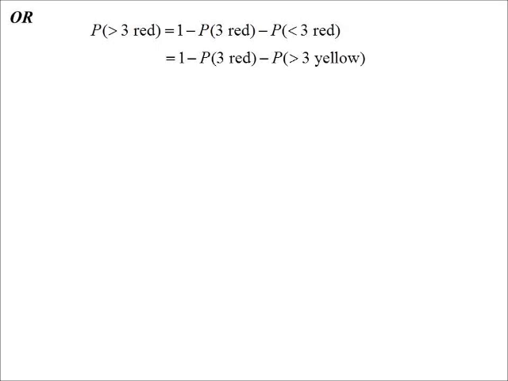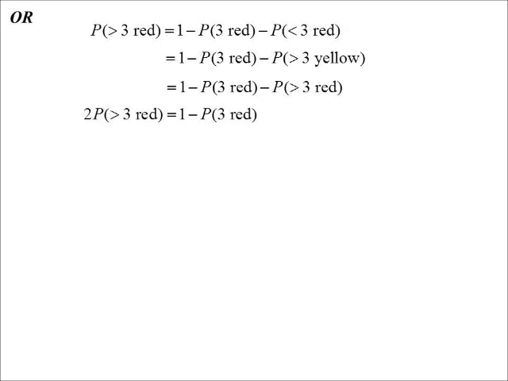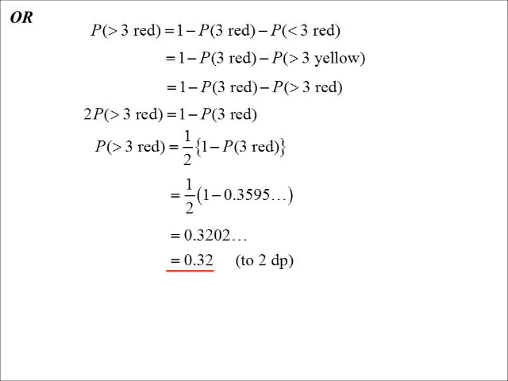But the drawing out of the marbles were actually equally likely. So the probability of more than 3 red is actually going to be the same as the probability of more than 3 yellow. So I could then rewrite my equation here. And so I could say 2 lots of the probability of more than 3 red is 1 minus the probability of 3 red, which I worked out in part I. And so we get half of 1 minus probability 3 red, and we come up with the same answer of 0.32. So quite a neat little way of doing it.